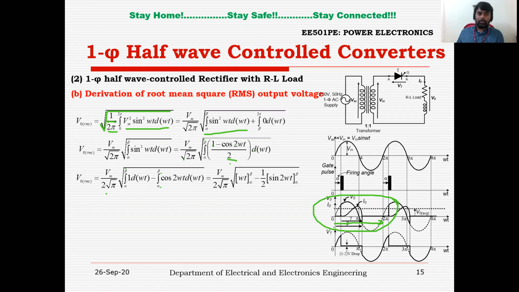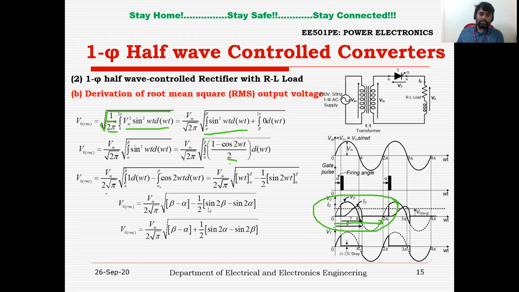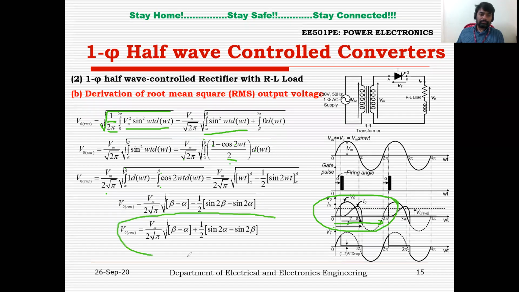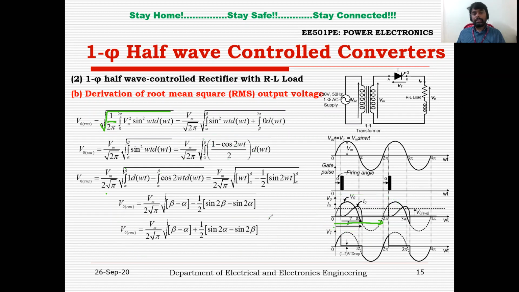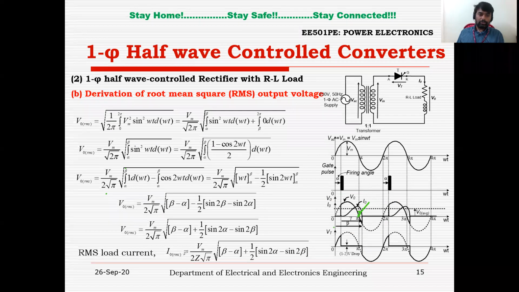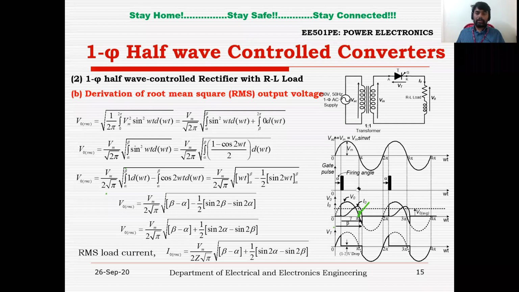just substitute the upper limit and lower limit. If you substitute the upper limit and lower limit, you will get this expression, right? So this is the RMS output voltage expression. If you know the RMS output voltage, you can calculate the RMS output current just by dividing the equation by Z. So you can see the RMS output current is Vm by 2Z under root pi, under root of beta minus alpha plus 1 by 2 sine 2 alpha. Now, this is for the RL load.